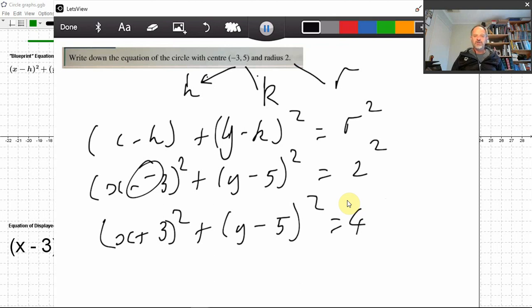X plus 3 squared plus y minus 5 squared equals 4 is our equation of that circle.